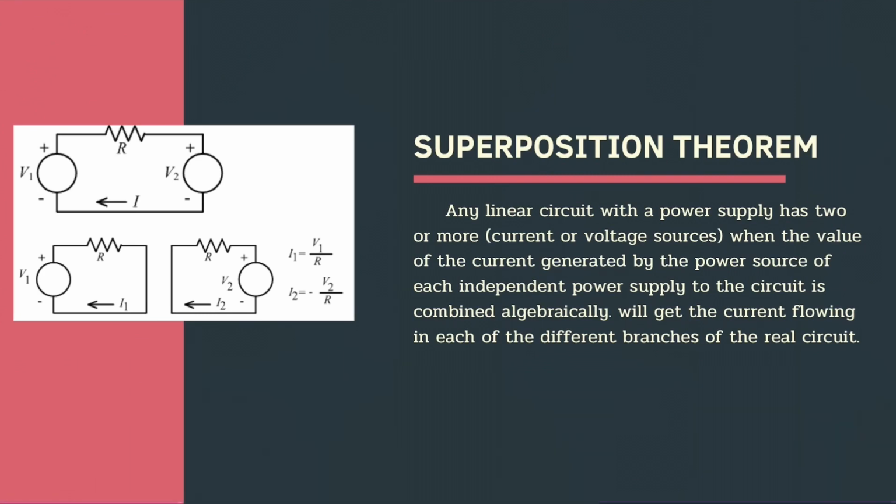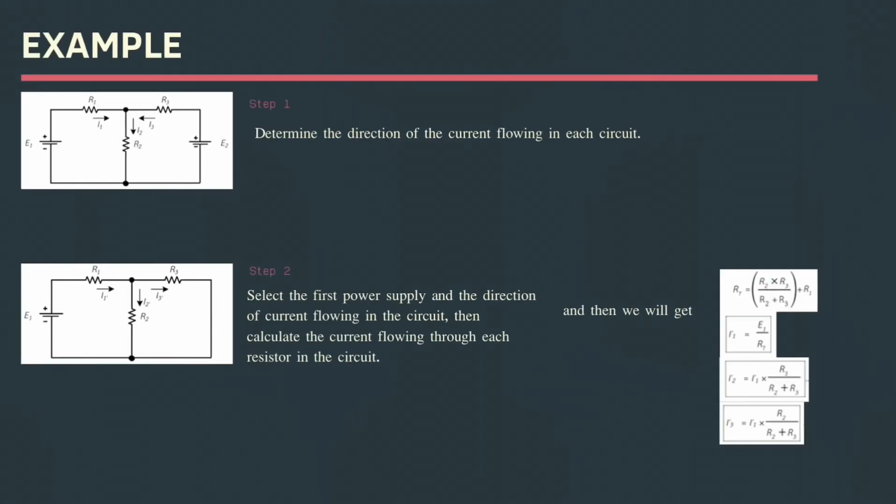Any linear circuit with a power supply has two or more current or voltage sources. When the values of the current generated by each independent power supply in the circuit are combined algebraically, you get the current flowing in each of the different branches of the real circuit. Next, we will do an example.